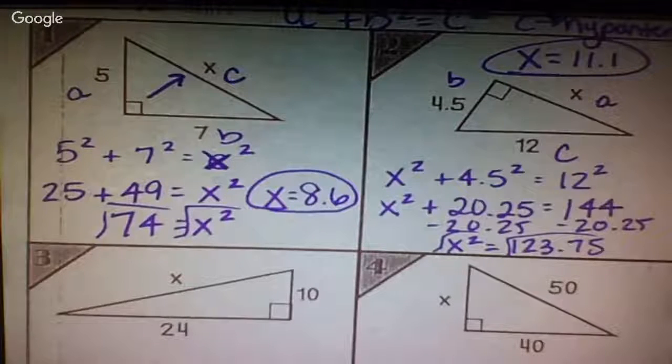Hey, the next one's easy. Yeah, number 3 is easy. No, but number 3 was really easy. You didn't have a decimal or nothing. I got you, friend. I already got it. It was just 26, right? Yeah. That's what I got.